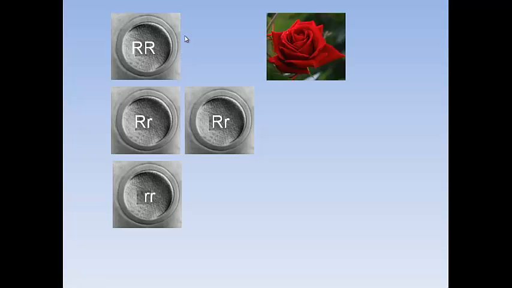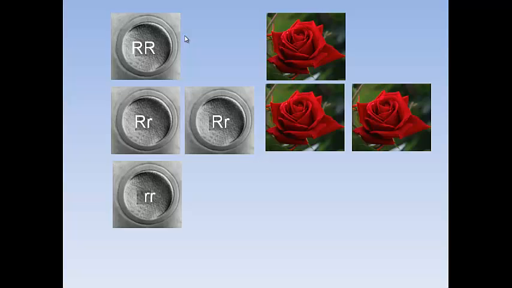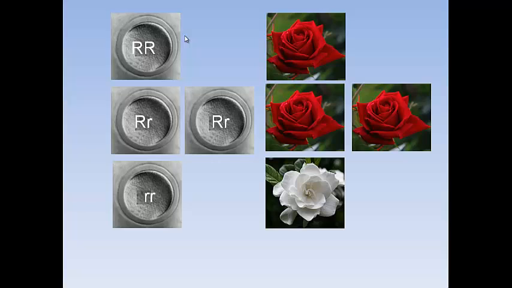So what are our possible phenotypes? What will these individuals look like? This individual would be a red flower. These 2 individuals would both produce red flowers, and the last one would produce white flowers. So we have our genotypes on the left and our phenotypes on the right. And notice our offspring are in the ratio of 3 dominant traits to 1 recessive trait, just like Mendel got in his experiments.